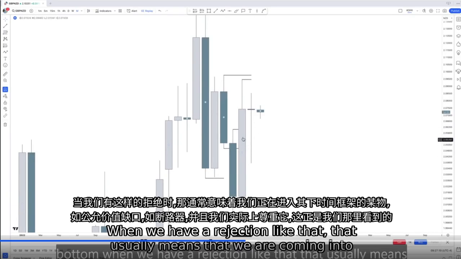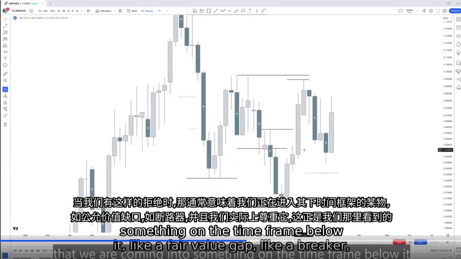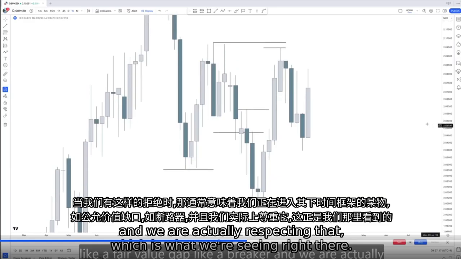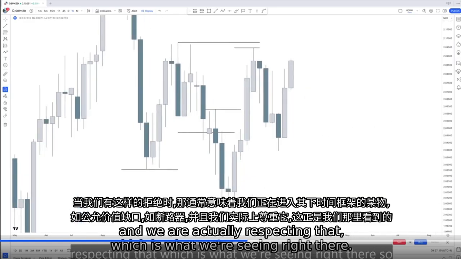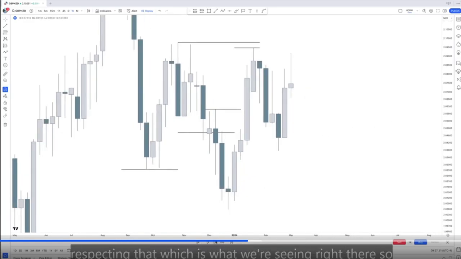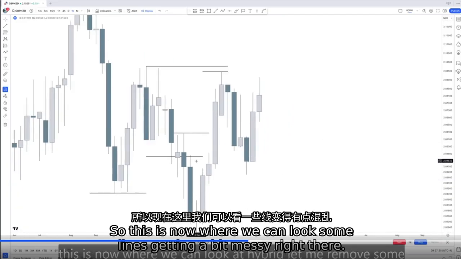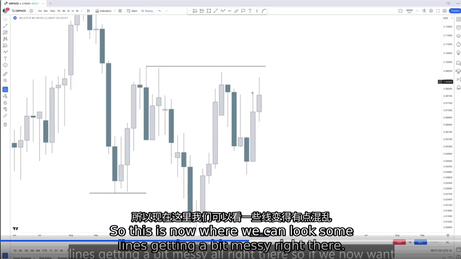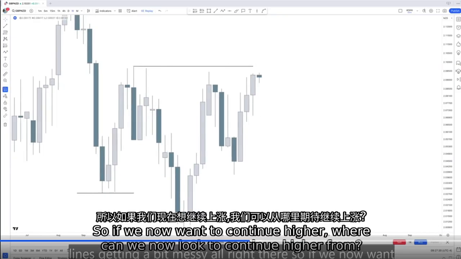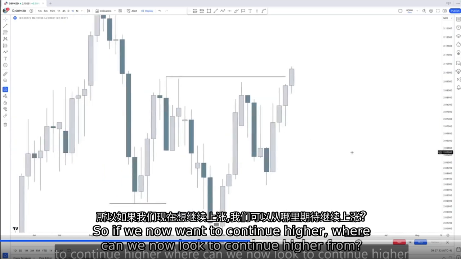When we have a rejection like that, that usually means we are coming into something on the time frame below it, like a fair value gap or a breaker, and we are actually respecting that, which is what we're seeing right there. So this is now where we can look at higher prices. Let me remove some lines, it's getting a bit messy. So if we now want to continue higher, where can we look to continue higher from?